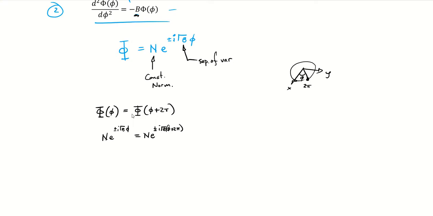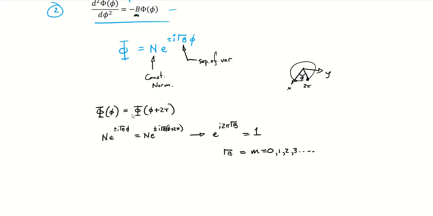The only way this is true is if e to the i 2 pi times root b is equal to 1. For that to be true, we're essentially saying that this root b has to be equal to some integer m. So m can be equal to 0, 1, 2, 3, and so on. It has to be some integer m.